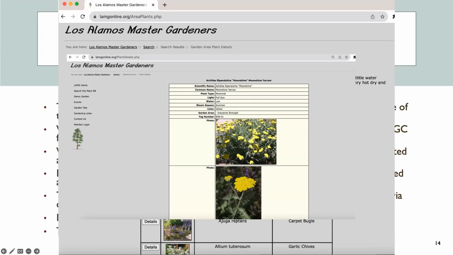So there's a lot, and this you can do on your phone. So if you're standing there in the garden and say, I wonder what this is. At the entrance to the garden, we have a map. And so you can figure out, okay, I'm in Industrial Strength. Let me see what this plant is, and I'll take a note of it.